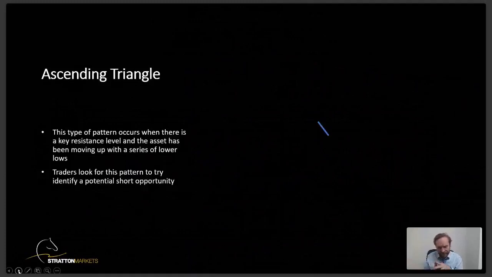Now, this type of pattern occurs when there is a key resistance level and the asset has been moving up with a series of higher lows, like we've looked at in the trend, but it's maintaining at a certain resistance level. For example, the asset's going up, but it keeps touching this one level, which is keeping it down. But at the same time, we're still getting higher lows. So it's like a triangle. And traders look at this pattern for, again, a potential shorting opportunity.